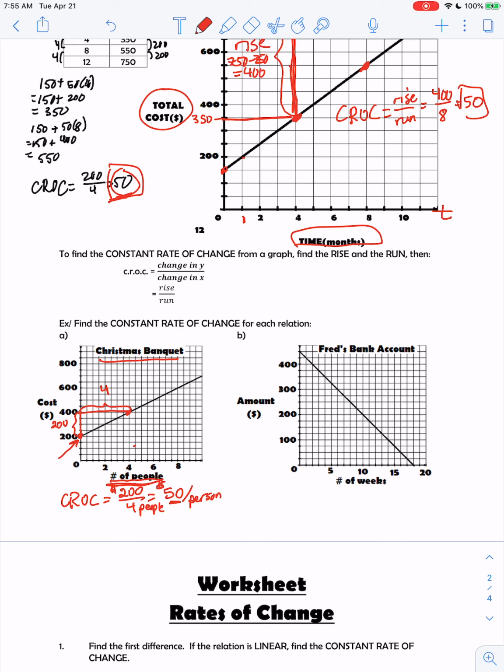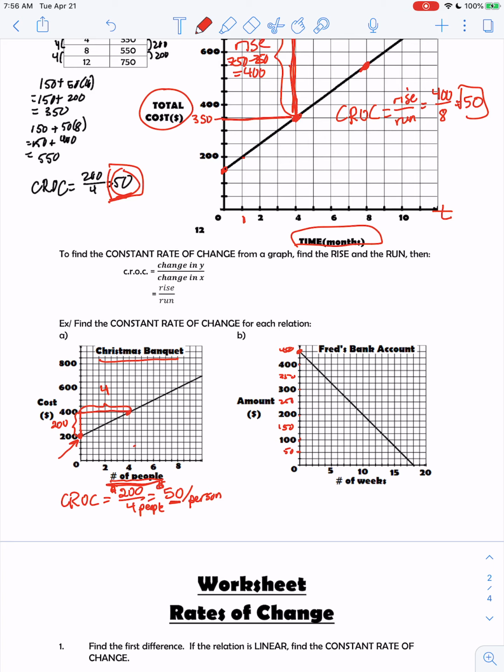Okay, so the constant rate of change has units in these problems, and it's a rate. It's not just $50, it's $50 per person. Okay, so now the next one. This is Fred's bank account. If we take a look at this graph, okay, every 4 squares is 100. That means every 2 squares, that would be another 50. So that's 150, 250, 350, so this is going to be 450 right here. So that tells me that Fred's bank account starts at $450.